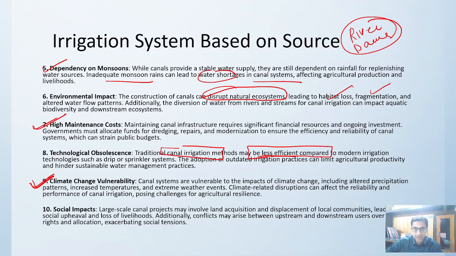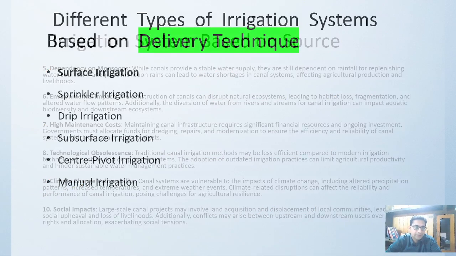Okay, and social impact, obviously it requires land acquisition. You need to displace the people from their places, so it causes social issues also. Building a canal is a huge project. You have to go through the fields, you have to buy the lands, you have to destroy some of the fields in order to build the canal. So all the social impacts are also there.